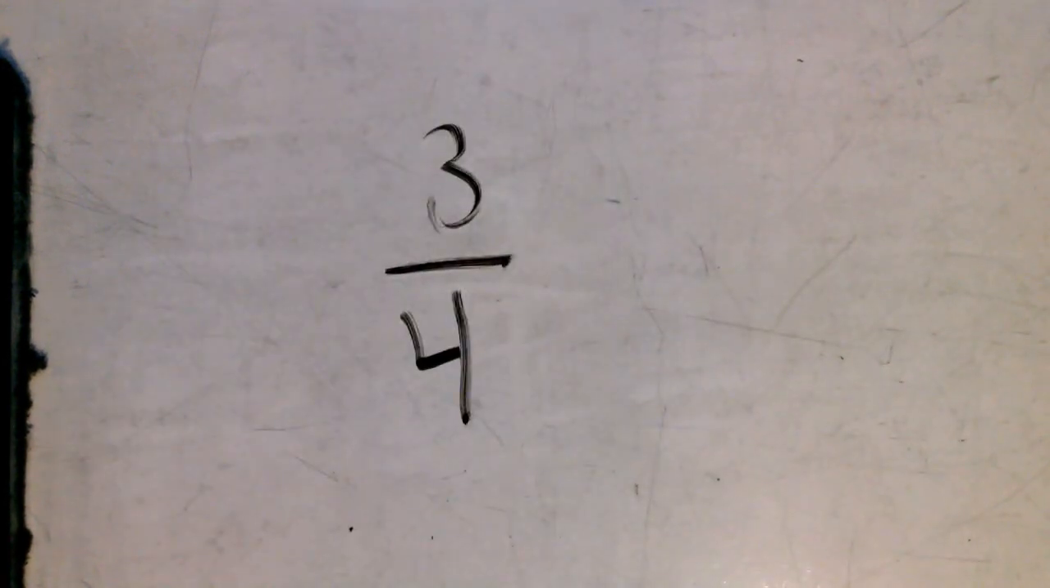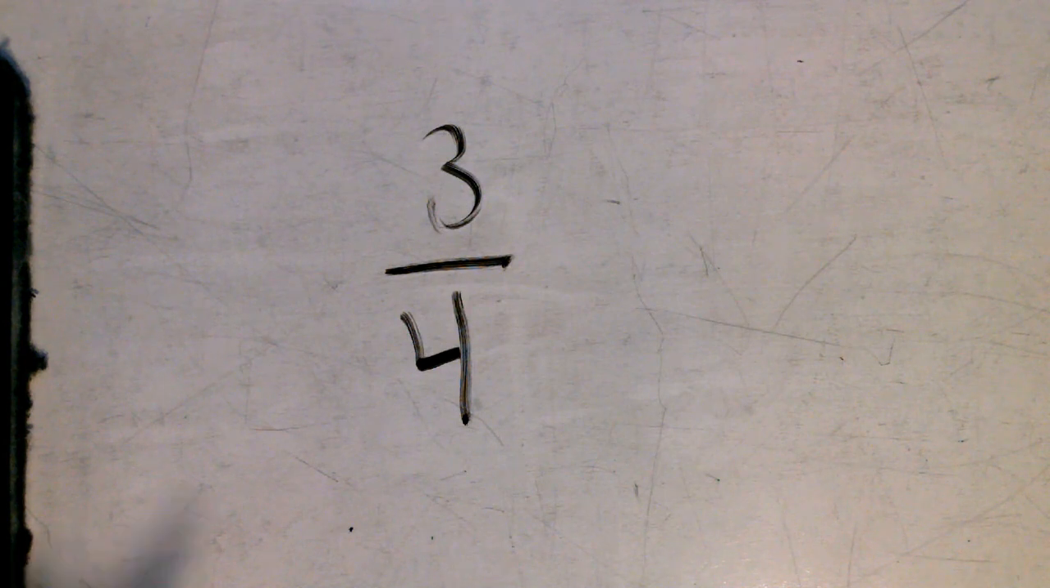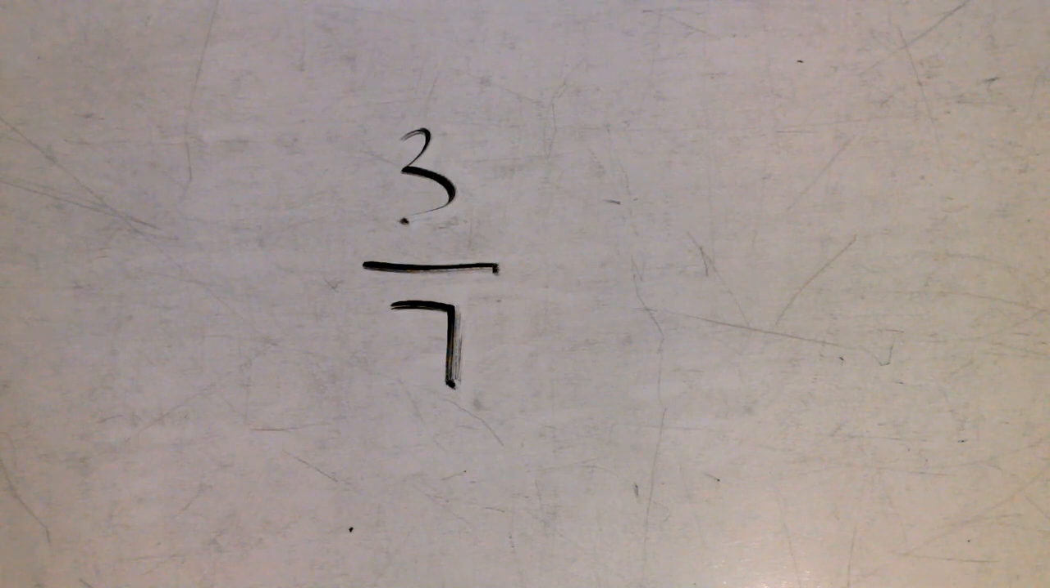Nice job. Our next one is 3/4. 3, 2, 1, go. 3/4 is smaller than 1. You should be seated. You should be sitting in your seats. The next one is 3/7. 3, 2, 1, go. 3/7 is smaller than 1. You should still be in your seats.